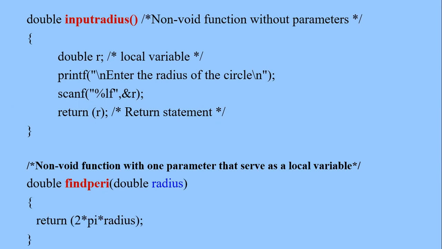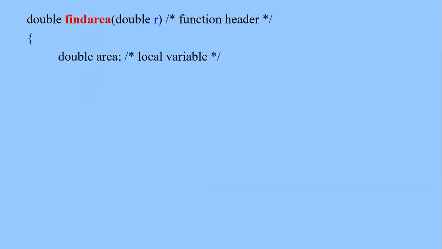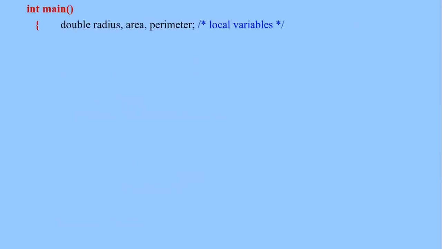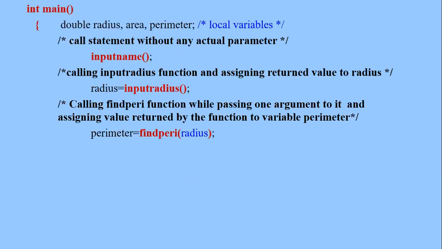This function is simply doing computation. It is multiplying what it receives as radius times the content of that global memory location called pi, times 2. The value there is being returned by find_Perry. So the find_Perry function will return the result of 2 times pi times radius, and that value will be brought back to where the calling statement was.